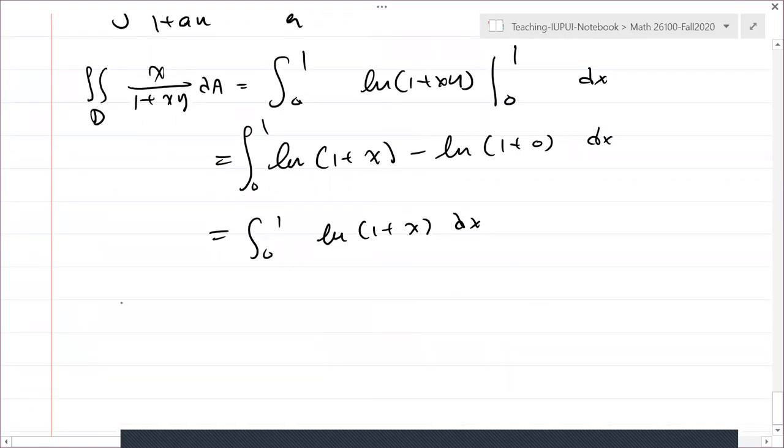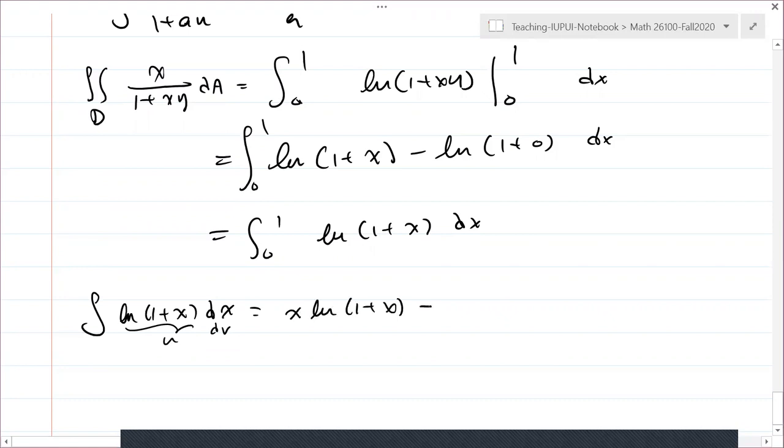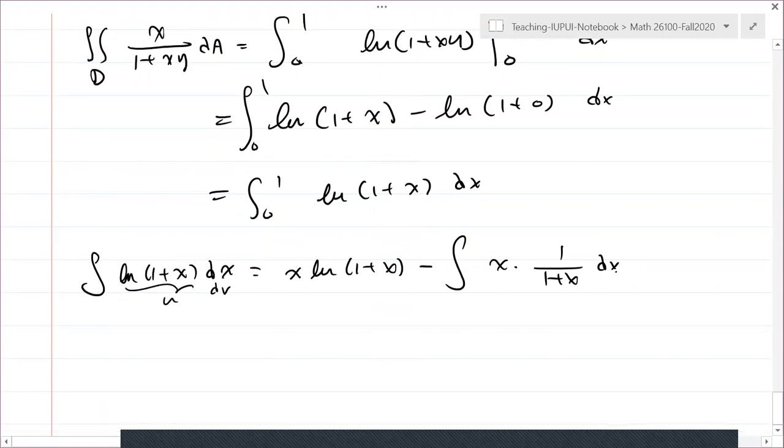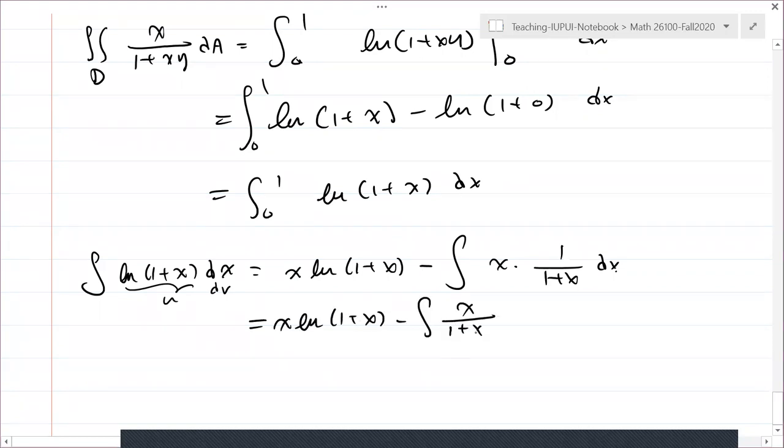Okay, integration by parts. You can get this is u, that's dv, right? So v is x, so it's x natural log of 1 plus x minus the integral of x over 1 plus x. You switch the order. du is going to be 1 over 1 plus x. Then you have to find the antiderivative of this function. How can I do that?